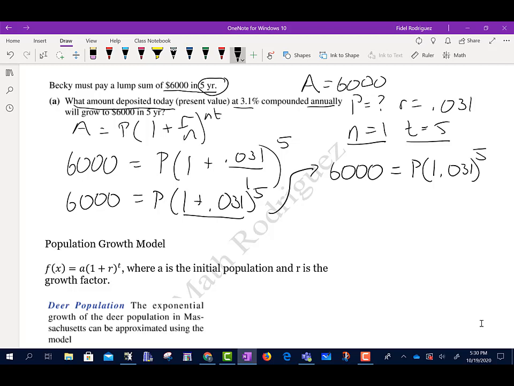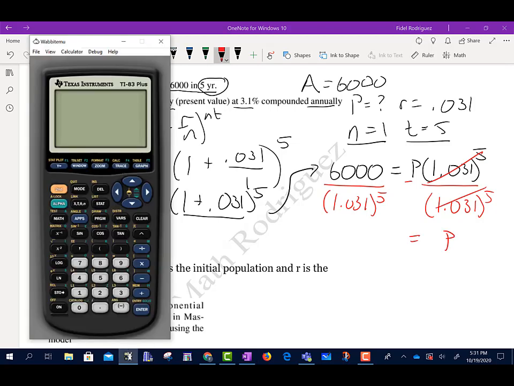Now, I'm trying to solve for the letter P, right? That's the letter we're trying to solve for. So let's divide by 1.031 to the power of 5 on both sides. Okay. And I'm going to do this on my calculator. So I'm going to take exactly what I see.